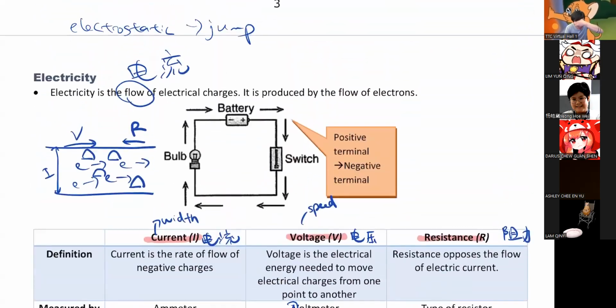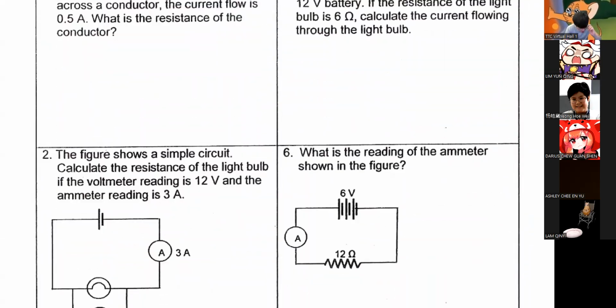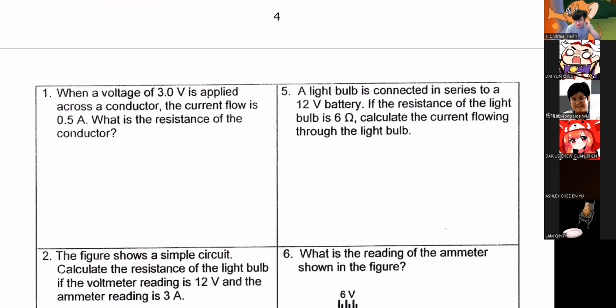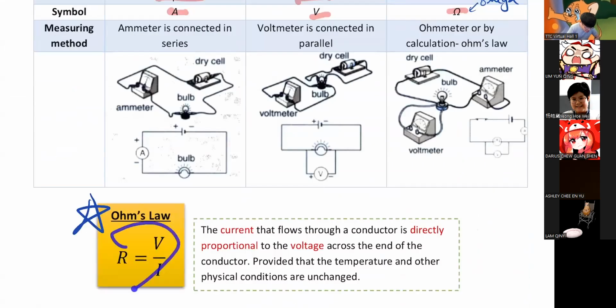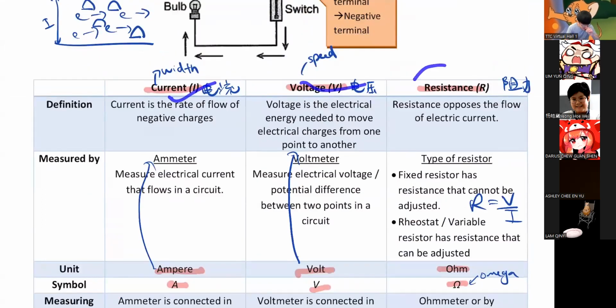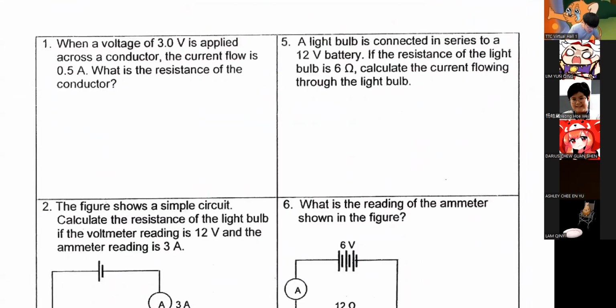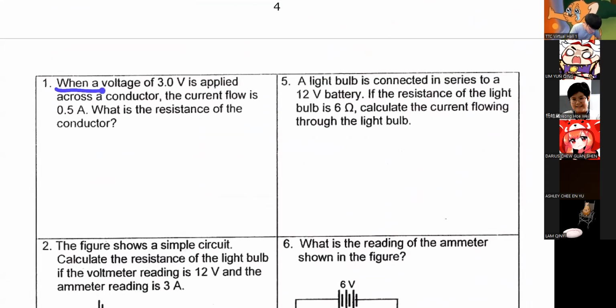Okay, so how does this thing work? Let's go to the question. So the question, the calculation has nothing to do with these things. They won't ask you what is current, what is voltage. You just need to put in the formula. So first question, when a voltage of 3 is applied across a conductor, the current flow is 0.5. So what is the resistance?